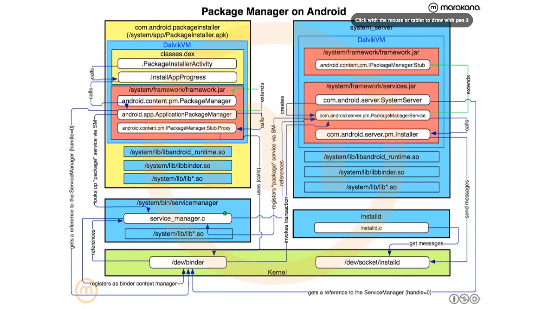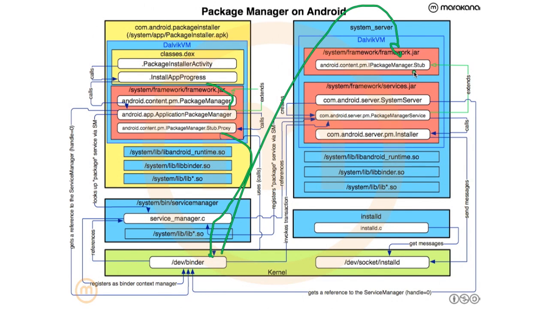So let's say you now want to proceed with installation. Again, this activity or this install progress talks to the application package manager. That talks via proxy to the binder, from the binder into the stub, from the stub into the package manager service. But here's a problem.